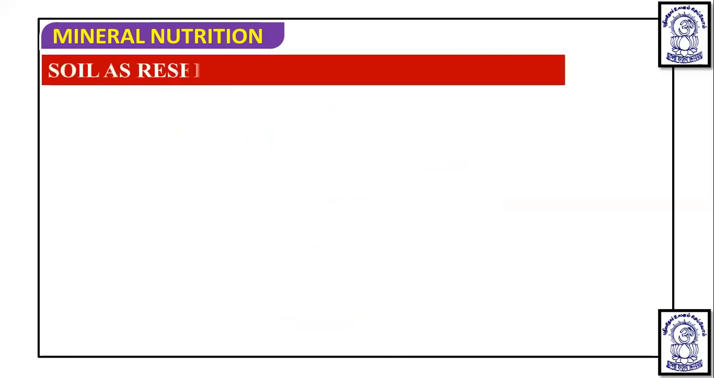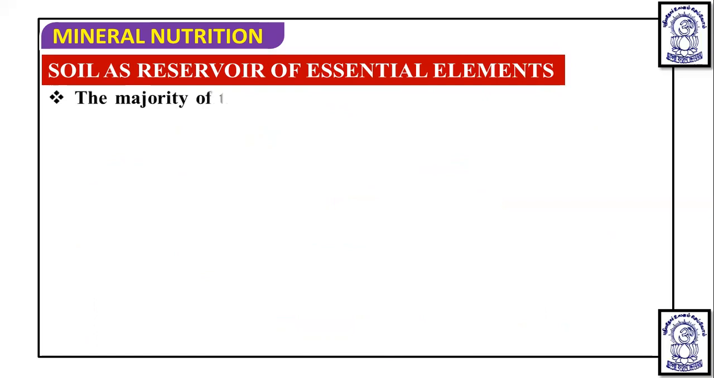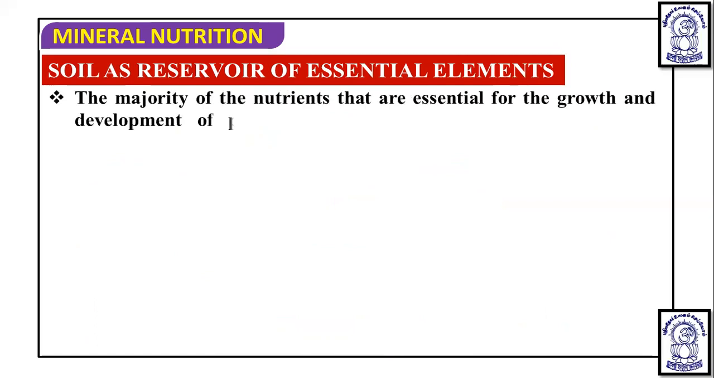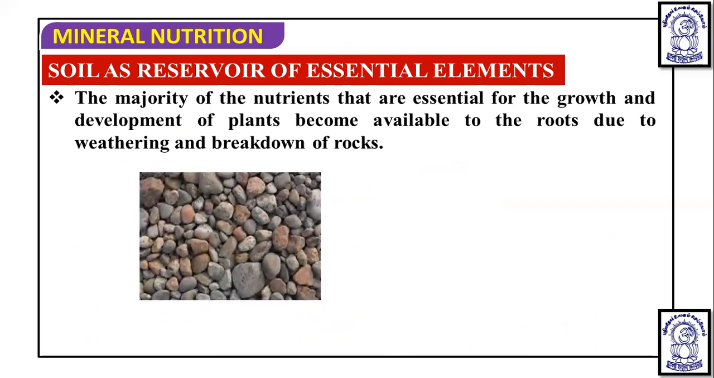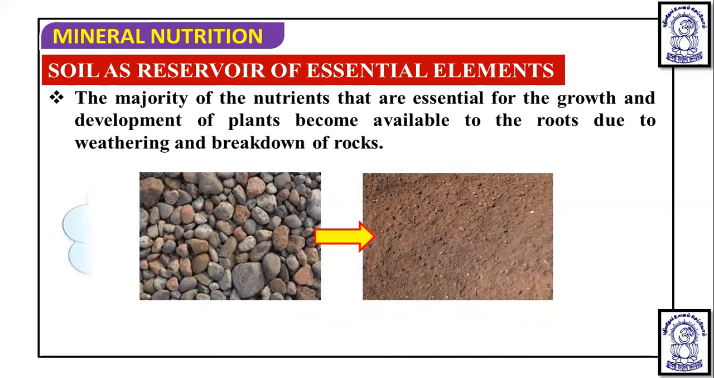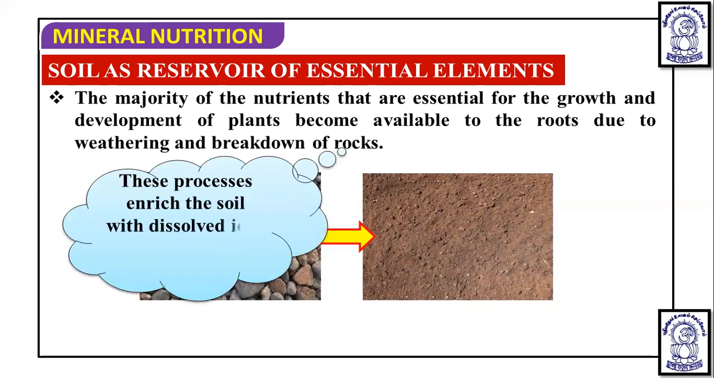Now, after translocation, next we are going to understand the soil, which acts as a reservoir of essential elements. When we talk about the soil, the majority of nutrients that are essential for the growth and development of the plant become available to the roots due to the weathering and breakdown of rock. When weathering and breakdown of rock occur, the minerals get released and are absorbed by the plant. So the soil acts as a reservoir. This weathering process enriches the soil with dissolved ions and inorganic salts.